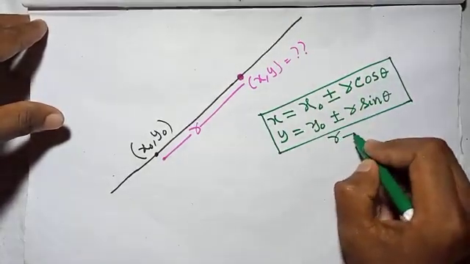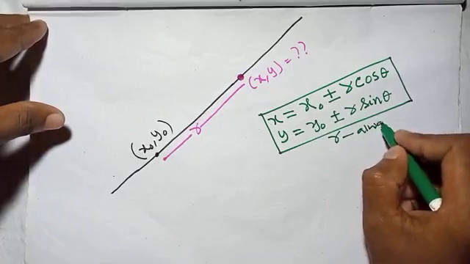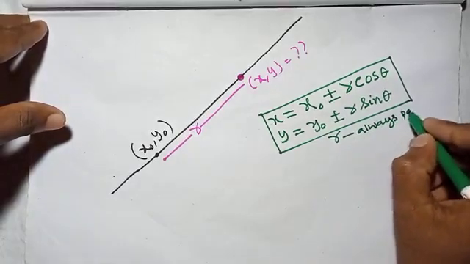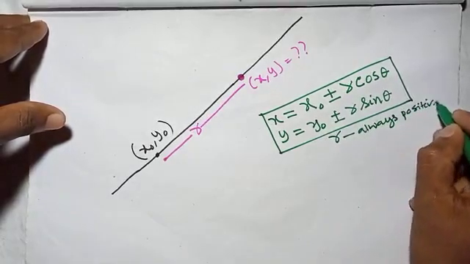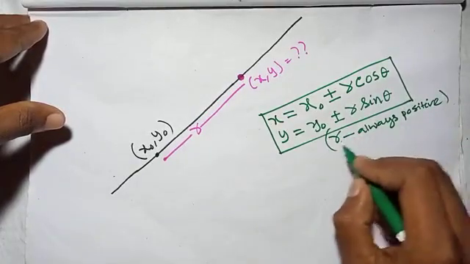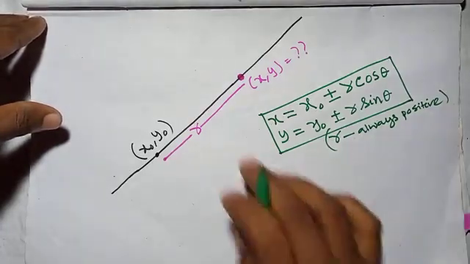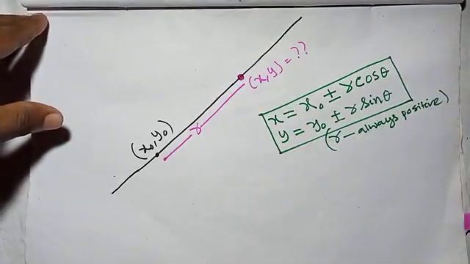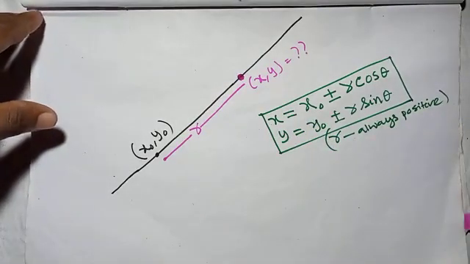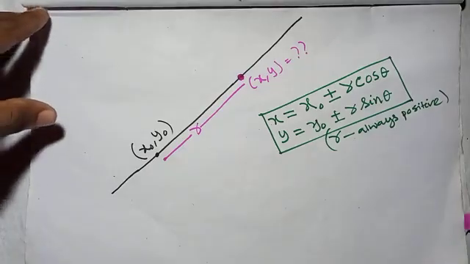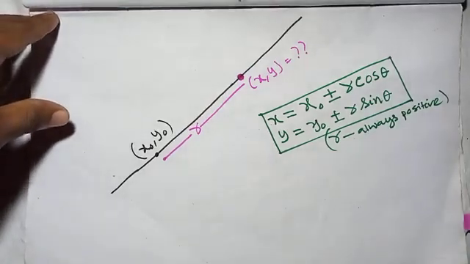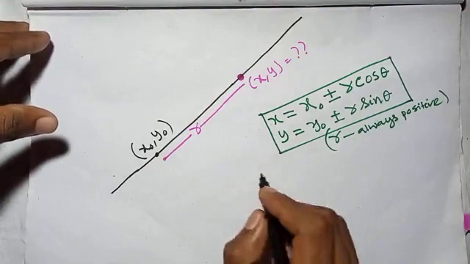Here r is taken to be always positive. Here we are considering r to be always positive, that is the distance. So what you have to do, here are the steps.